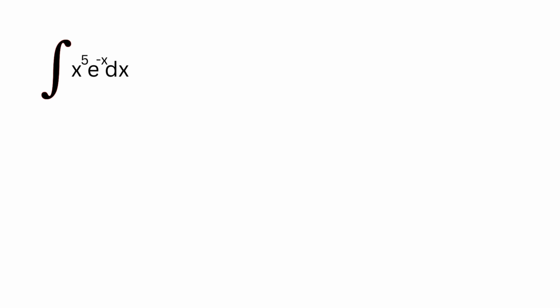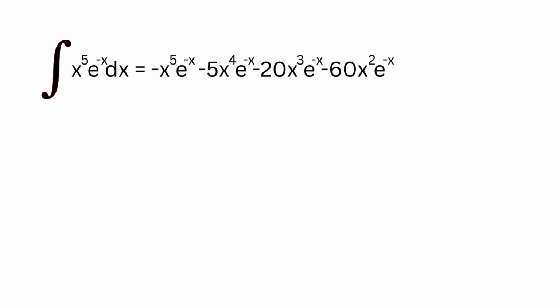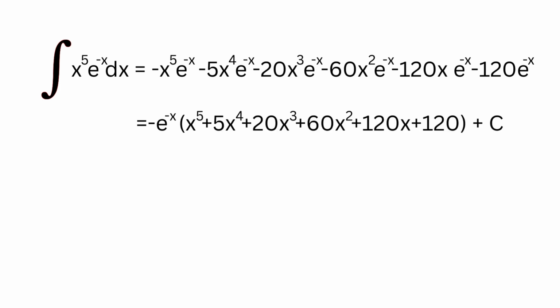And the answer will be minus x power 5 times e power minus x, minus 5x power 4 times e power minus x, minus 20x cubed times e power minus x, minus 60x squared times e power minus x, minus 120x times e power minus x, minus 120 times e power minus x. And the final answer is minus e power minus x into x power 5 plus 5x power 4 plus 20x cubed plus 60x squared plus 120x plus 120, plus c.